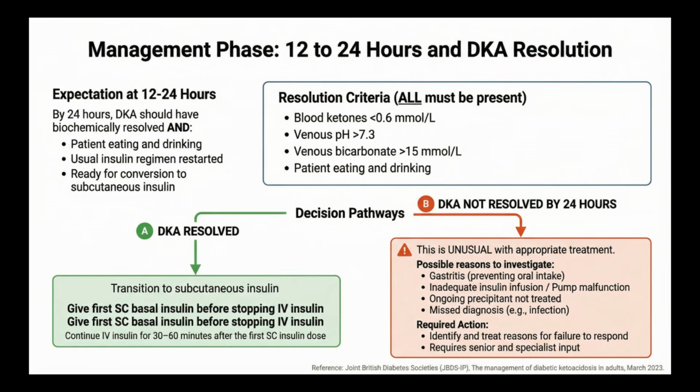problem. Exam-focused key message. By 24 hours, DKA should be biochemically resolved. Transition safely with basal insulin first and proper overlap. And if not resolved, assume treatment failure and search for the reason.